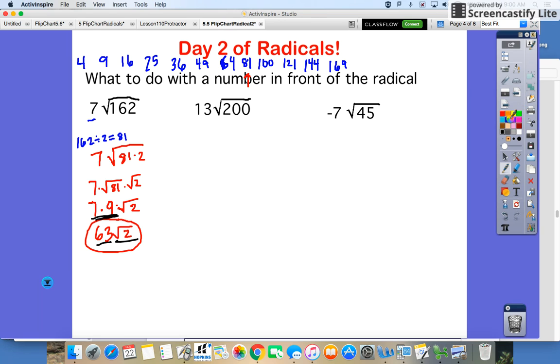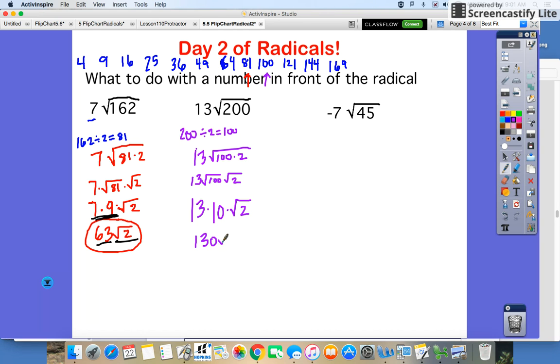Okay? So for this next one, we'll go ahead and do 200 divided by 2, which is 100. And all right, again, 100's in our list. So we're going to carry down that 13, not do much with it, and switch this into 100 times 2. And then I'll break it into the square root 100, square root 2, so they get their own radical. And we'll do 13 times 10 times the square root of 2. 13 times 10 is 130.